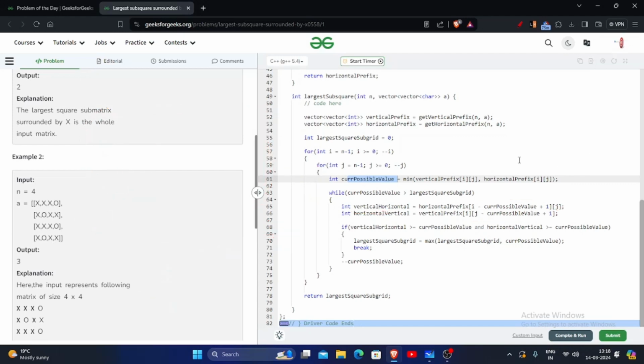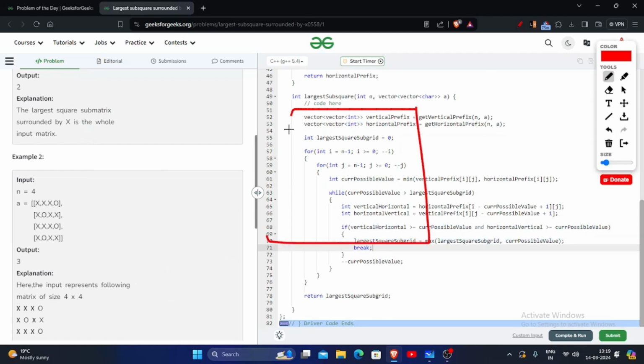This point will give me the vertical. So if the vertical value is greater than my current value and the horizontal value is also greater than my current possible, then I can update to maximum and break. Why break? If I've already found this, why look for a minimum? But if that's not the case, I am doing current possible minus 1. That is, if earlier I was looking for 3, now I will look for 2.